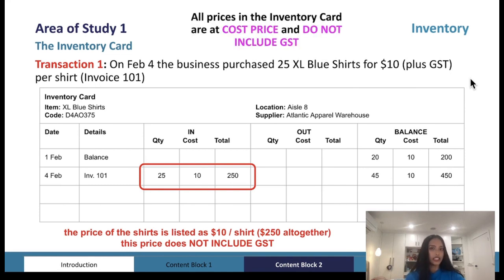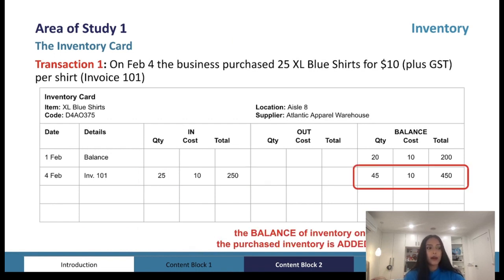And again, this goes back to the main rules about prices in the inventory card, which is that it's always cost prices and never includes GST. And finally, in the balance column, you can see that the balance of inventory on hand has changed. It's been updated. So it's gone from 20 shirts to 45 shirts. So inventory that has come into the business has been added on to the balance.